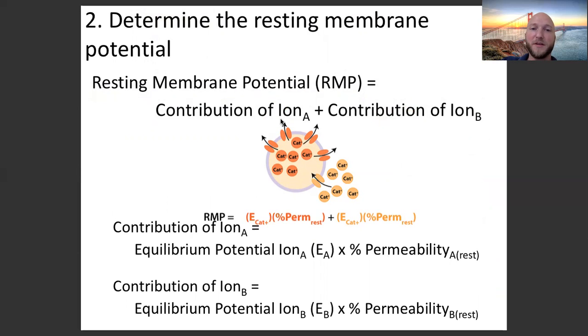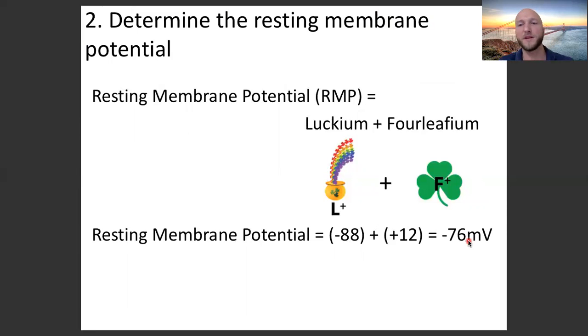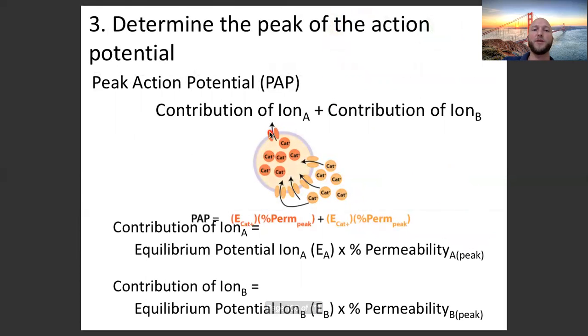We just calculated the contribution of A and the contribution of B. So negative 88 plus 12 is negative 76 millivolts. So for this hypothetical cell, the resting membrane potential is negative 76 millivolts. All right, let's move on to the next step, part 3.